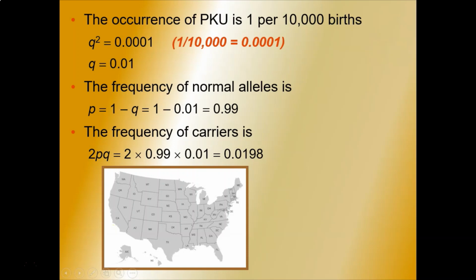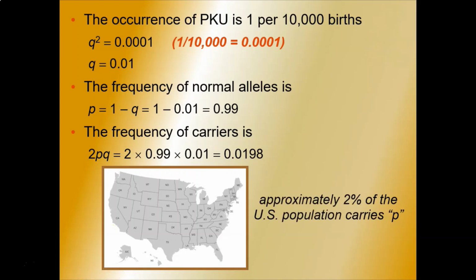So now the frequency of carriers. Easy stuff: 2pq, because it could be from either parent. So 2 times p, which is 0.99, times q. Now we're not talking about allelic frequencies here, those are p's and q's. We're talking about 2pq, about how many people in the United States population carry, or are heterozygous for, this disease, and it would be about 2%.